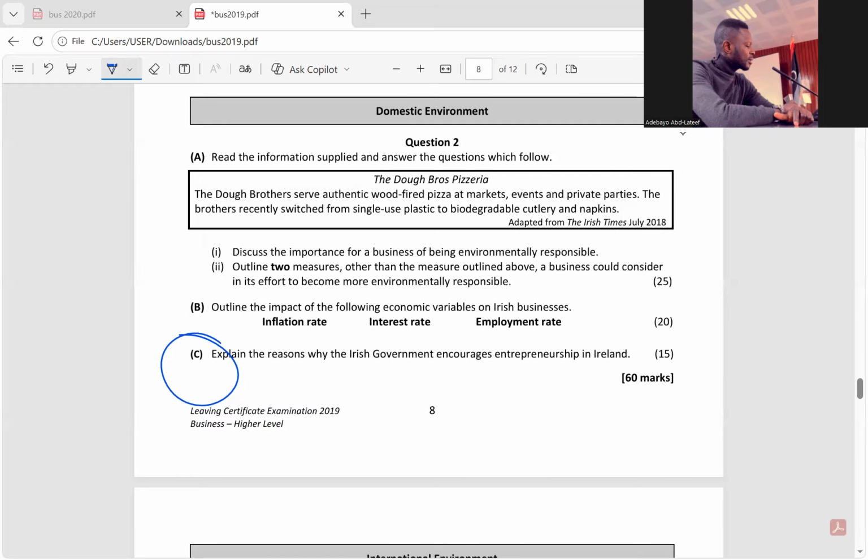And the last reason why the government of any country, not only Ireland, would want to encourage entrepreneurship is that it reduces social welfare payments. If more businesses are set up in the country, they will employ workers, yes or no? Government will stop paying unemployment benefits to the unemployed people. That reduces government spending, and that improves government budgets.